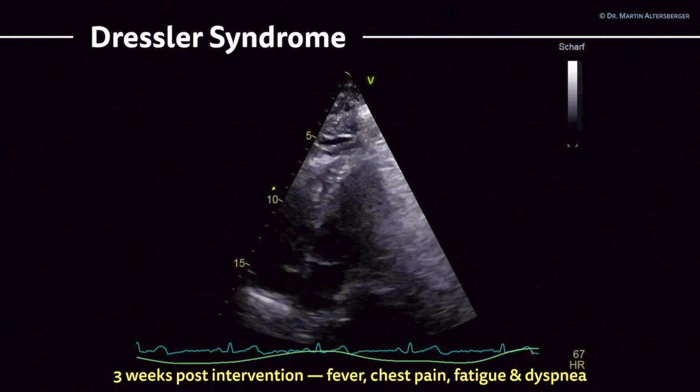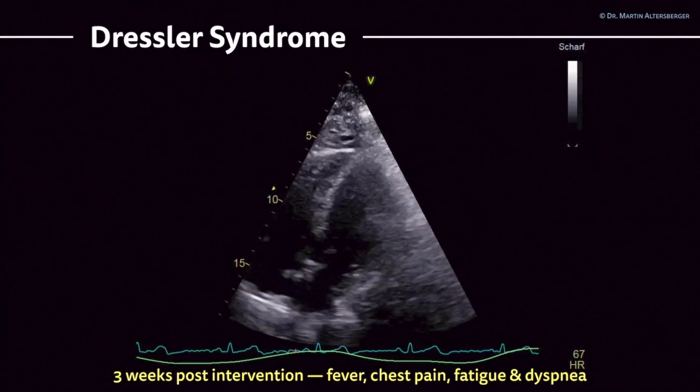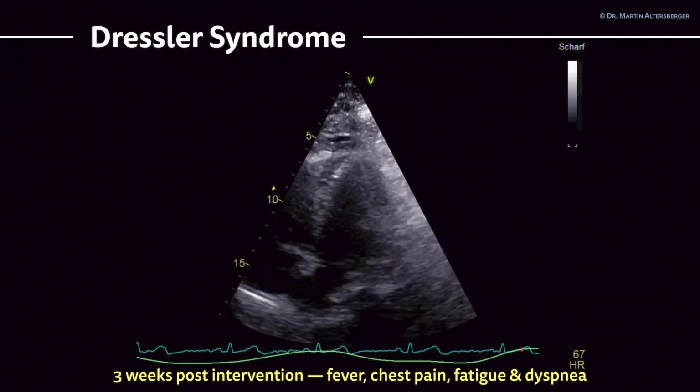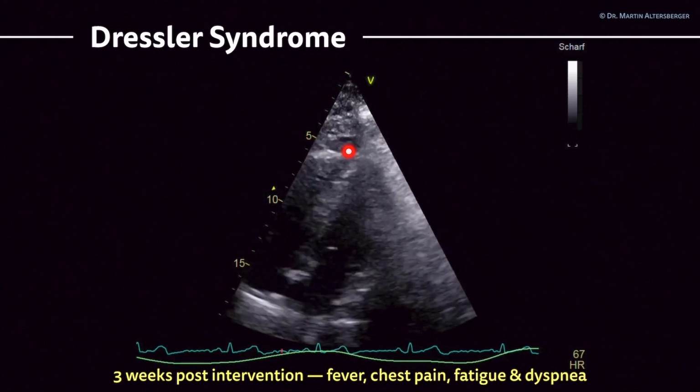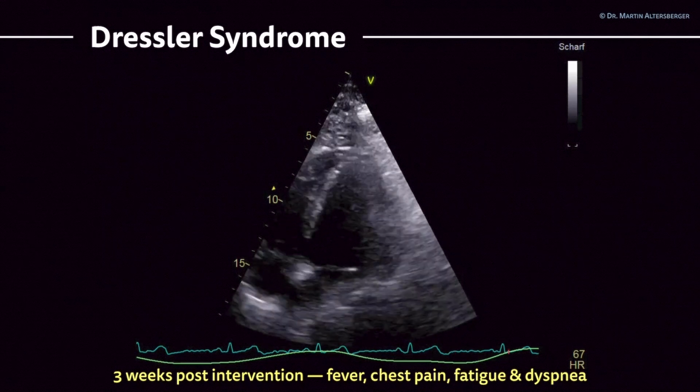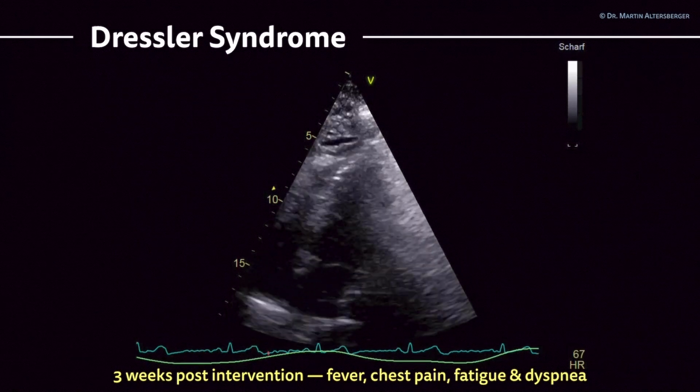Another important structure to differentiate is epicardial fat. So here we have free fluid and another thicker layer. This specific patient actually had a Dressler syndrome.